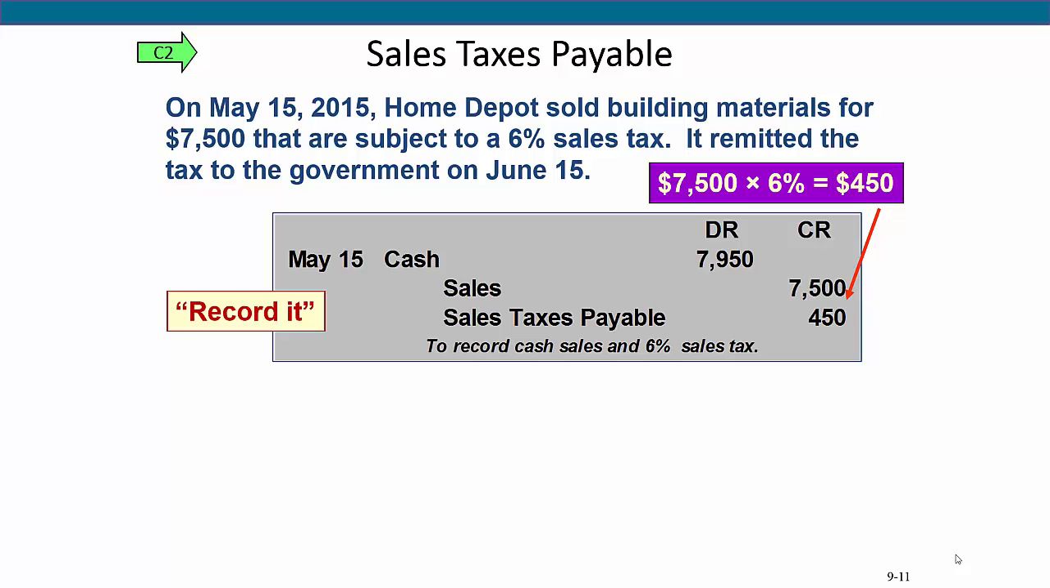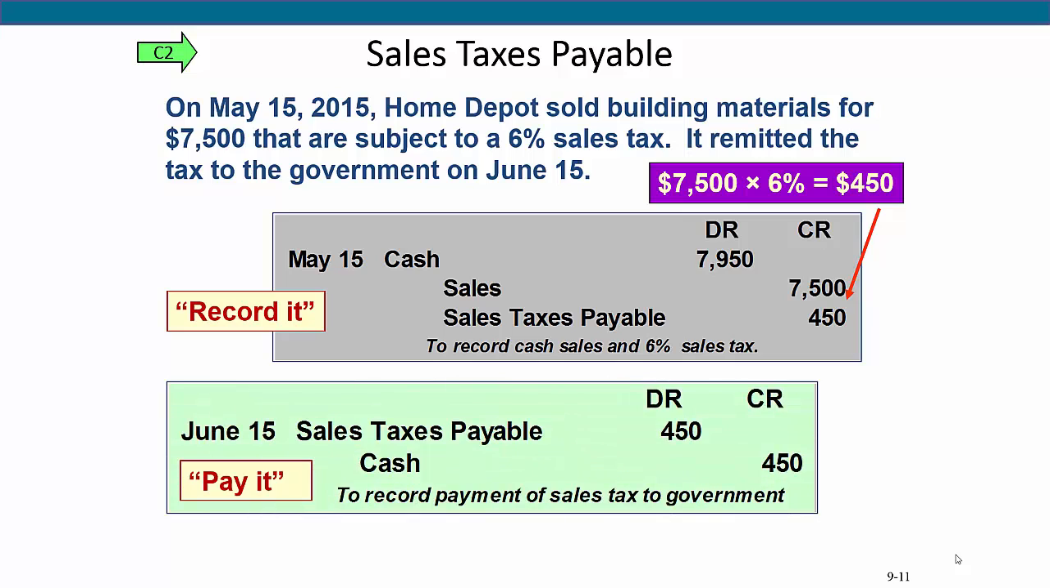Now, Home Depot is required to pay their sales tax to the State Board of Equalization on the 15th of the following month, so on June 15th, they send $450 to the government. The required journal entry debits the sales taxes payable account for $450 and cash is credited. Remember, the entry must always balance. Note that the sales tax payable account balance then becomes zero.